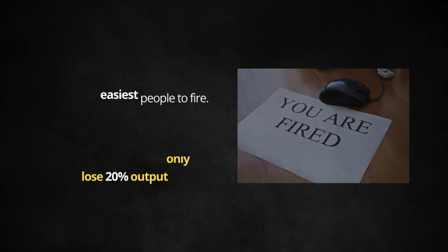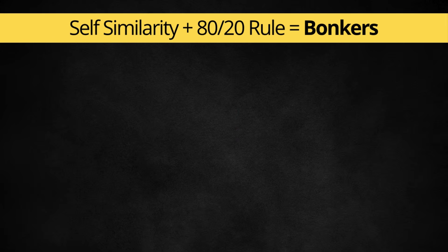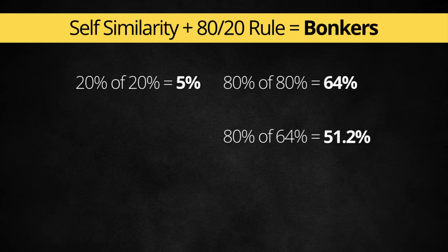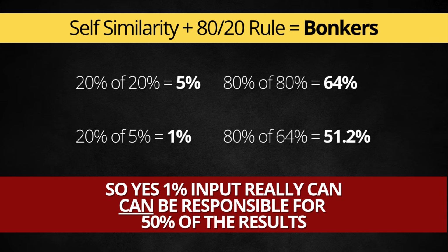But when you apply self-similarity to the 80-20 rule, it gets even more bonkers. So if 80% of the results come from 20% of the input, that means 80% of the 80% comes from 20% of the 20%. So 80% of the 80 is 64%, and 20% of the 20 is 5%. But then if we do that again, 80% of 64 is 51.2%, and 20% of 5 is 1%. So 1% is responsible for 50% of the result.